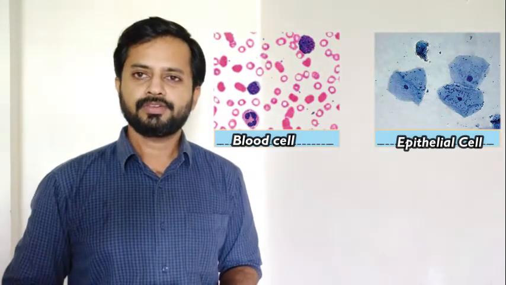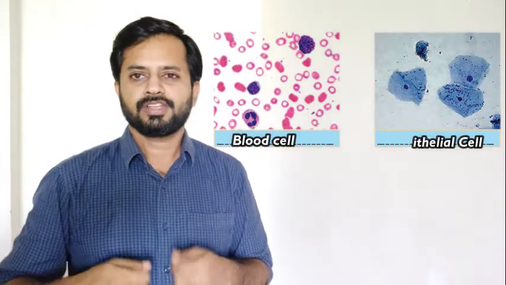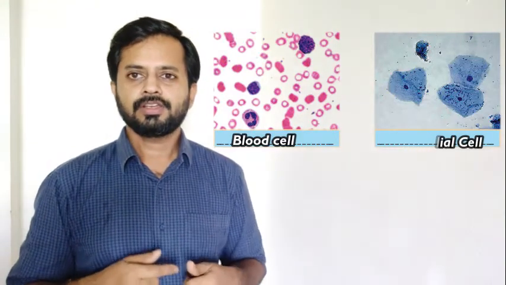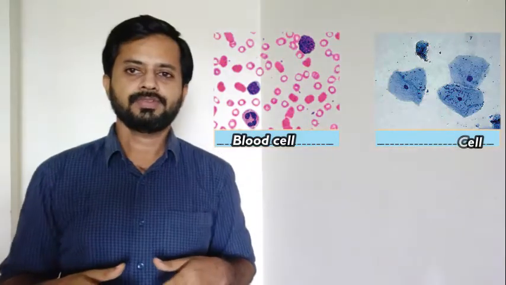Next, we are going to check some more cells in our human body. As we said, there are different types of cells in our human body. Some cells you can see in our cheek, some cells you can see in your heart muscles, some cells you can see in your brain, and some cells you can see in your muscles. So different types of cells are there.